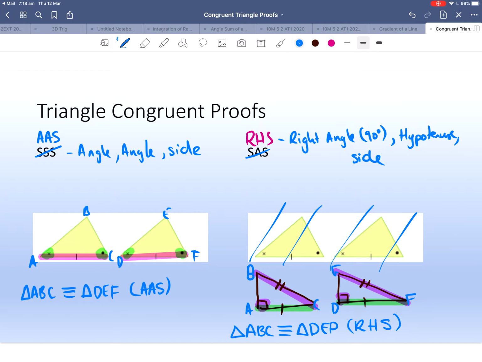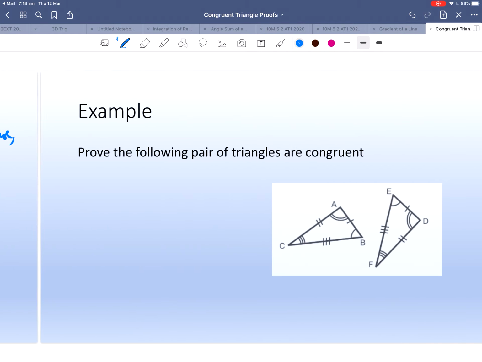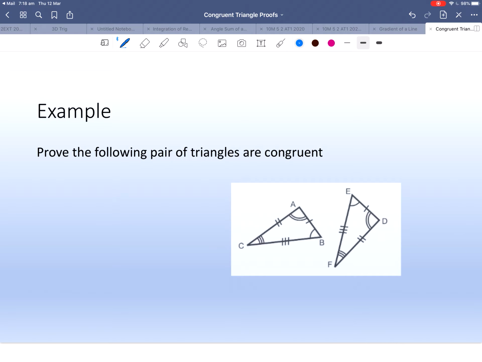All right, how do these look like as proofs? I've got a couple of examples and we're going to do it there. Prove the following pairs are congruent. Well, the first thing I've got to say is that this one is exactly the same as this one. The question has given it to us. It won't always be given. Sometimes we have to work it out. But at this level, that's what we're going to do.